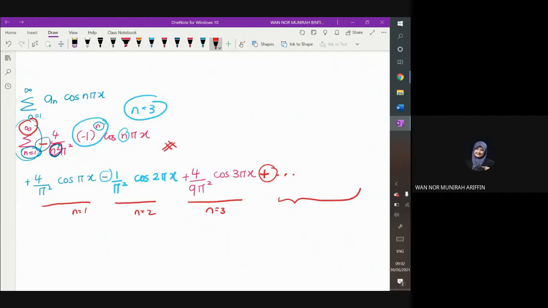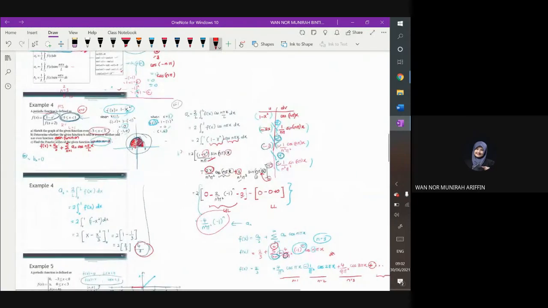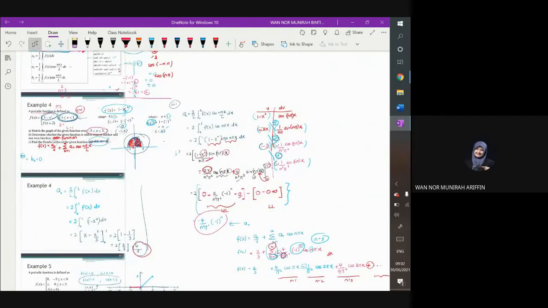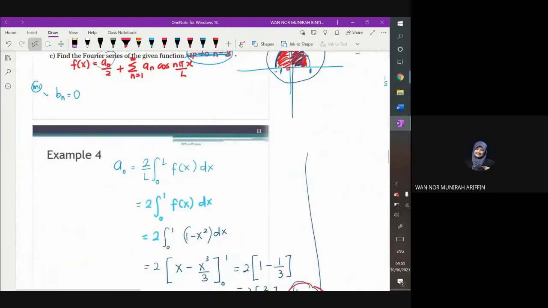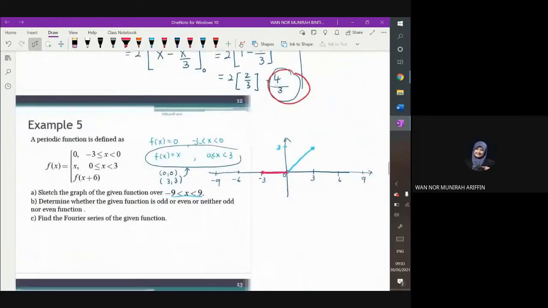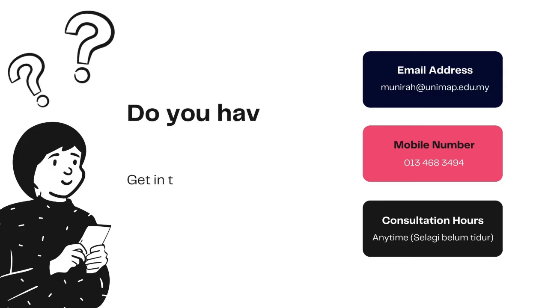Alright, so this is the first example on how to compute the Fourier series. We are very lucky that for the first example we have an even function. So this is how we compute for an even function. In the next video we will discuss how to compute for a function that is neither odd nor even. So we stop at the first example, then we continue in the next video with example 5.